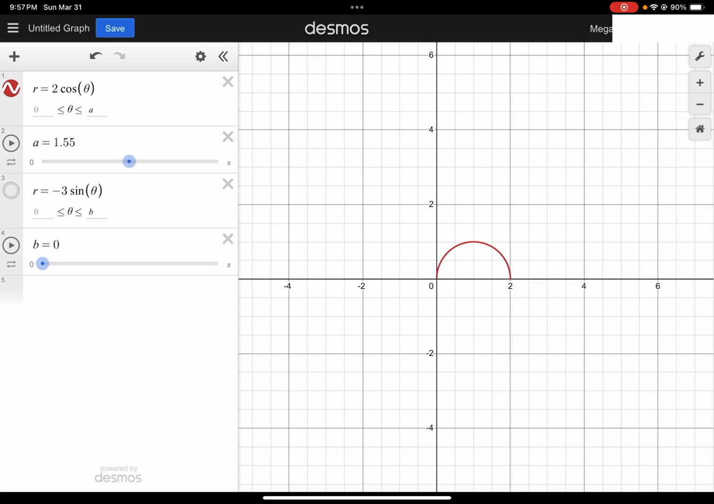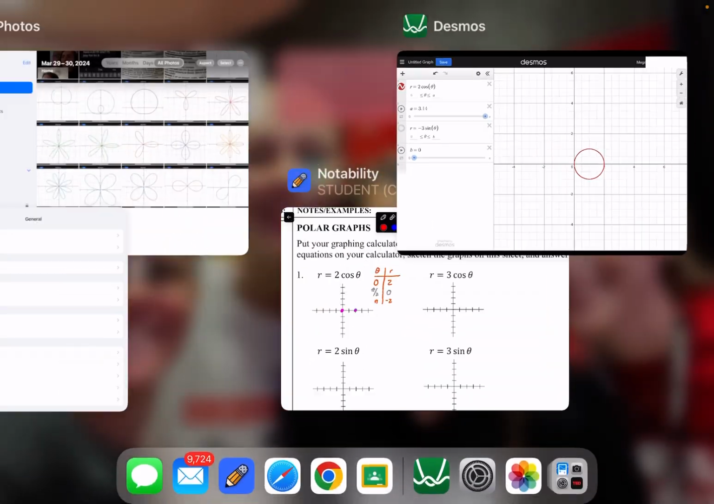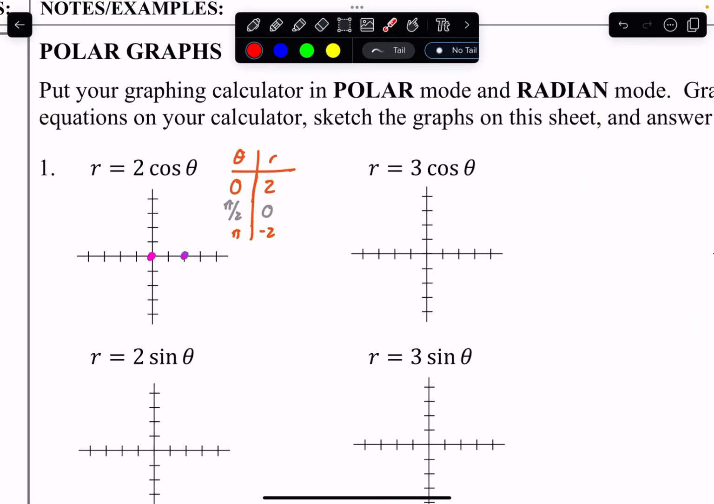So right there is about my pi over 2. And then here is from pi over 2 to pi. So that makes a circle. I've got a pretty good feel for what that is. So instead of me going, well, I don't know what's in between, I'm going to start recognizing this as a circle with a diameter of 2.